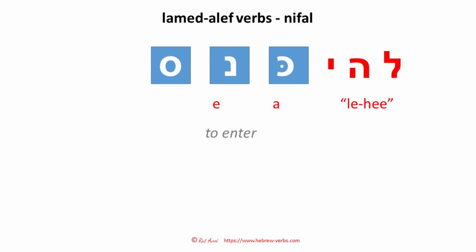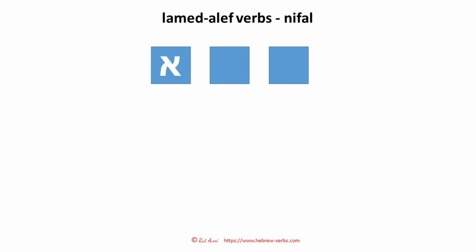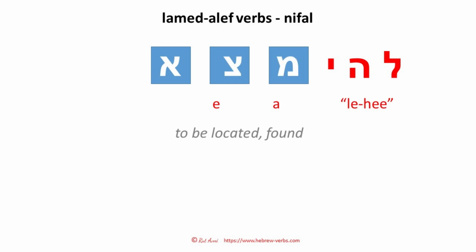And now that you know that, you can make an infinitive in Nifal when there is an aleph on the third root position, when we are talking about the gizrah lamed aleph. You place the prefix in front, lehi, and then you apply the vowels. Like for example in lehimatse. You see, it is exactly the same. So aleph at the end changes nothing.